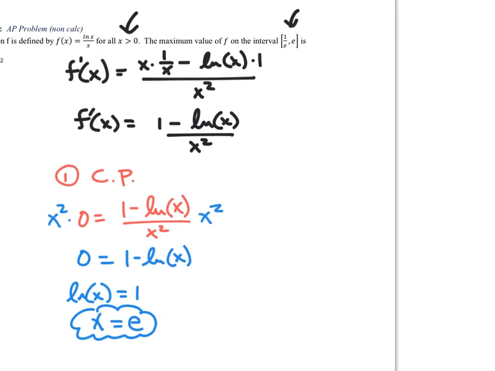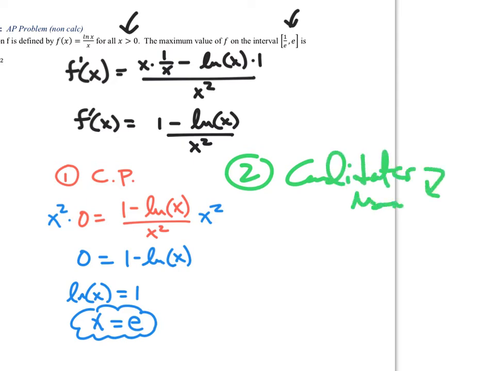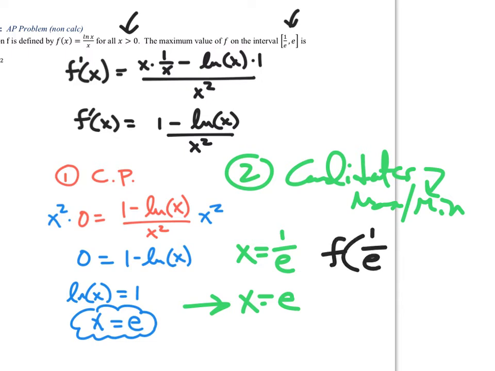So my candidates in step 2, my candidates will identify my max and min, and I only have two values, right? I'm going to check the endpoints as well as where the derivative equals 0. This one acts as both the right endpoint and one of those critical points as well. So I'm going to go ahead and, off camera, find f of 1 over e and find f of e.